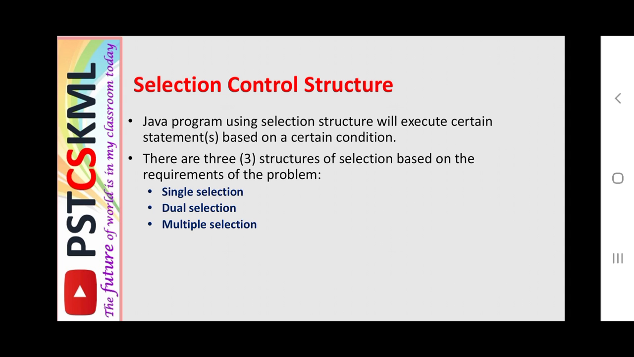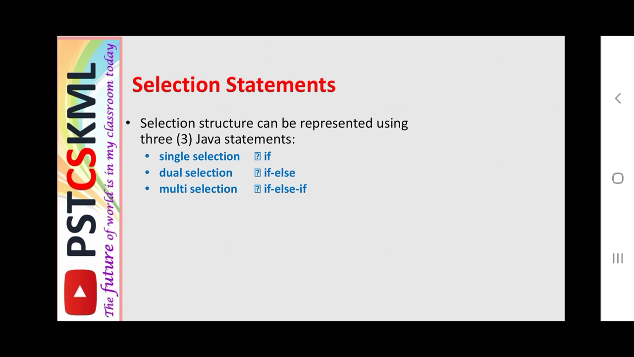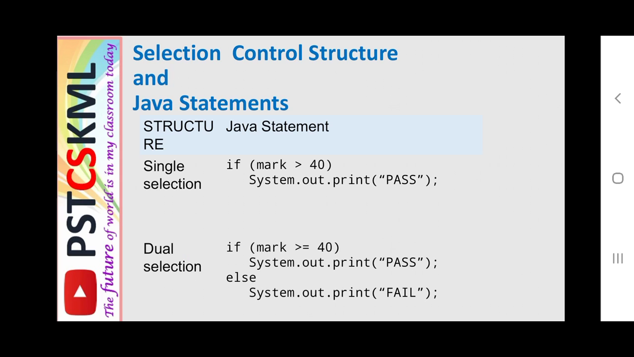Okay, now we move on to selection control structure. There are three structures involved in selection. First is single selection, second is dual selection, third one is multiple selection. So what is selection? Selection is a structure that will execute certain statements based on a certain condition. Okay, single selection: if. Dual selection: if else. Multiple selection: nested if, or if else if. You have multiple else if in your statement. Okay, this is the selection control structure Java statement.